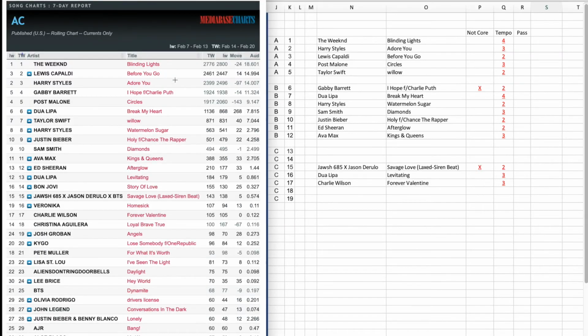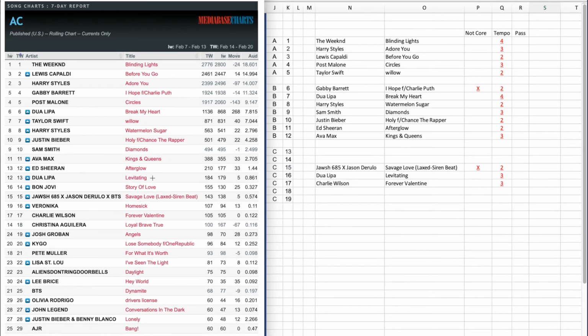Blinding Lights, Weeknd, Adore You, everything seems sort of fine. Gabby Barrett, we've moved down. Post Malone, Break My Heart is still strong. Willow moved up. Watermelon Sugar. This is pretty much our list, which is fine, which is totally good. Levitating is coming down. Bon Jovi is here, something to consider. Savage Love, kind of holding its own, so that's probably around its last legs.